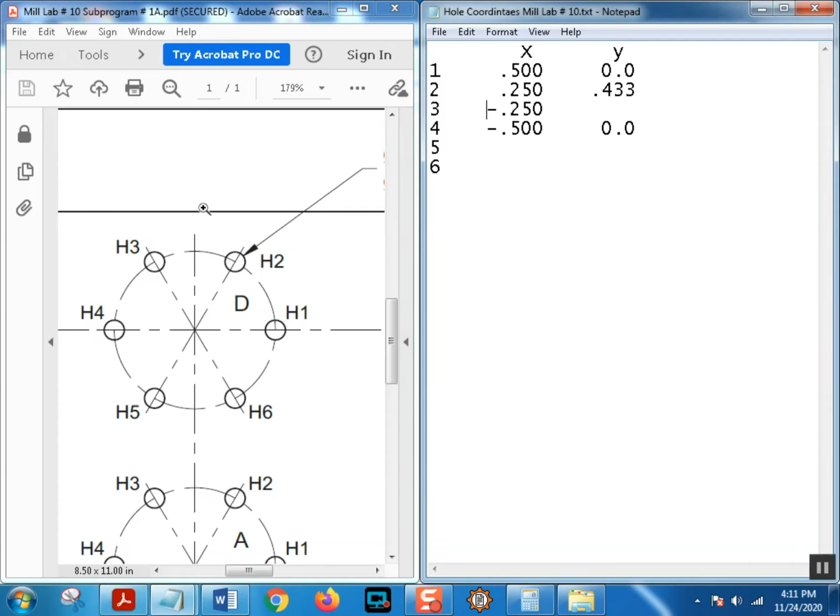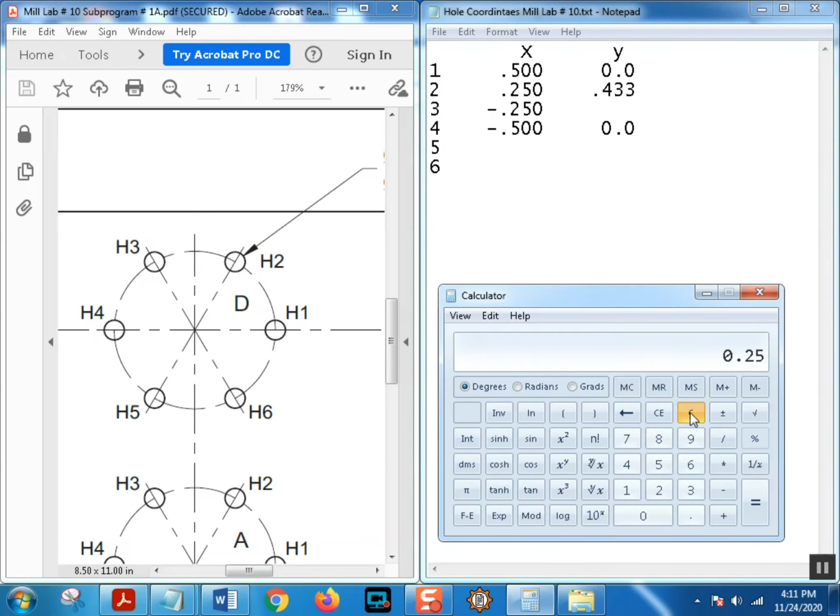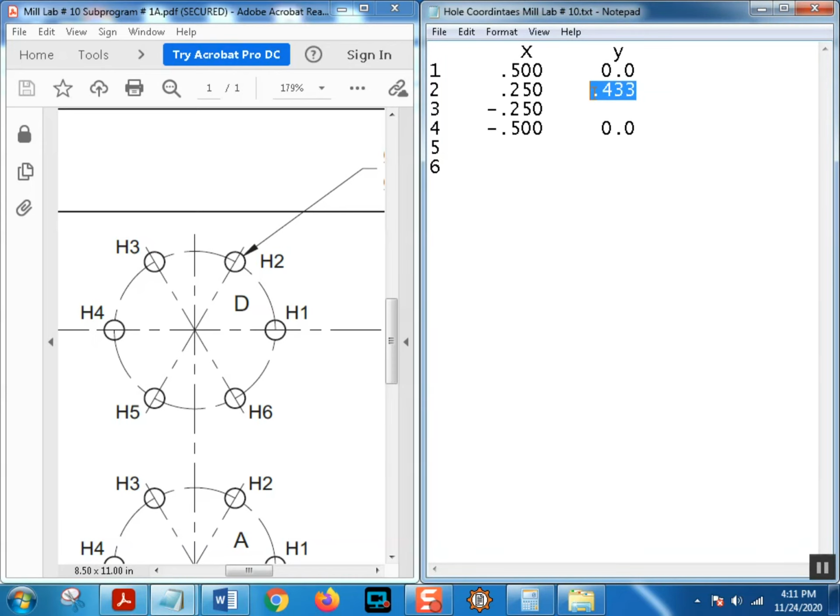Now, how far up? Again, it's going to be the same as the Y was before. I'll show you. We'll do that same calculation again. I'm going to put in 30 degrees and hit the cosine, and then multiply by 0.5, which is the radius of the bolt hole circle, equals 0.433. So there we go. And all I'm going to do this time is copy, because no reason to type it, copy, and put my insertion point right there and paste.